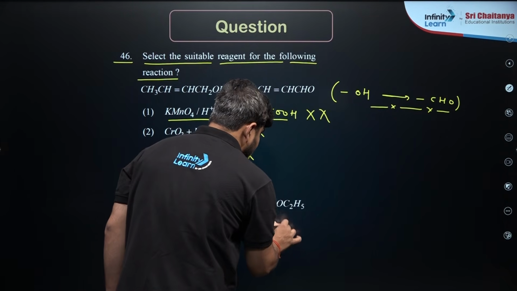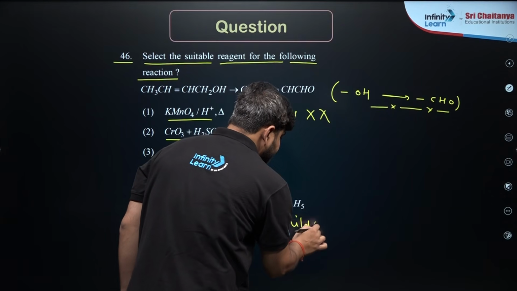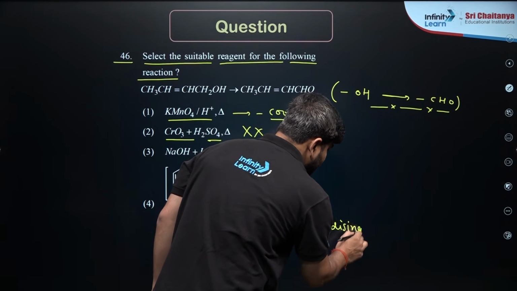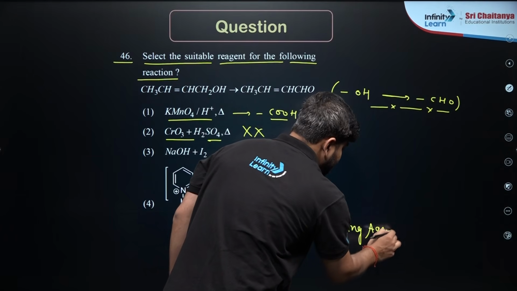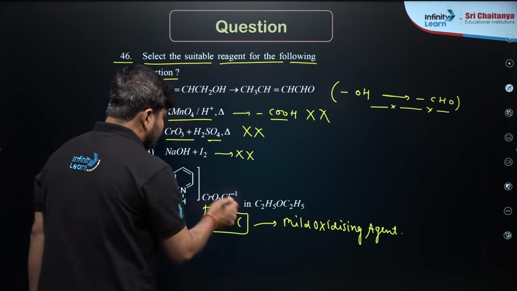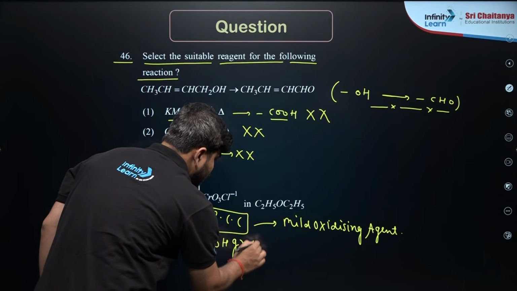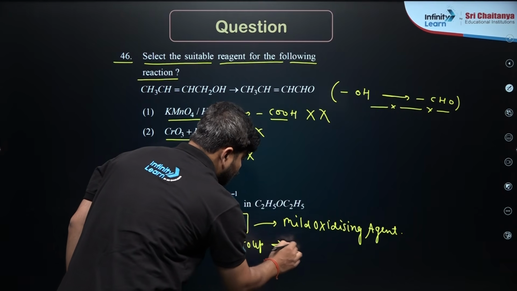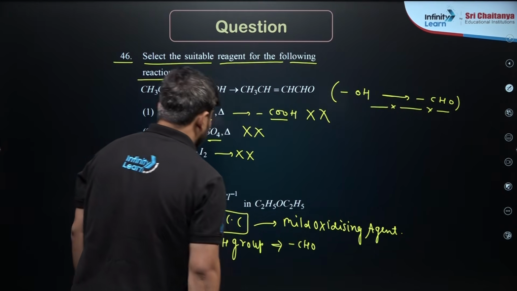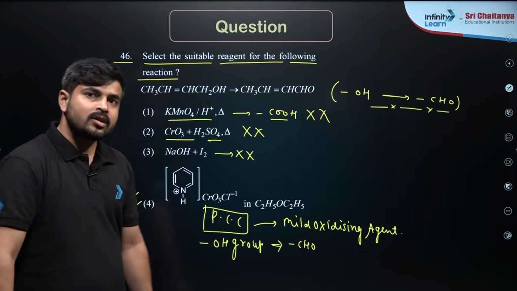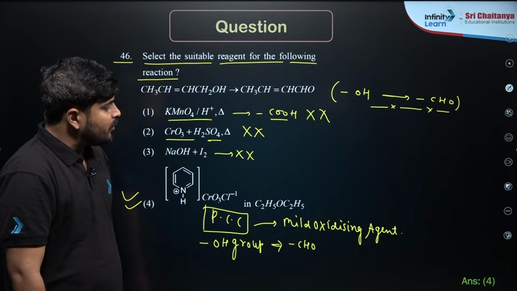Okay, what type of oxidizing agent is this? This is a mild oxidizing agent. Please remember this one. This is the mild oxidizing agent, and it is going to convert the OH group into the CHO group. Understood? So accordingly we are going to discuss. Option number 4 is the correct answer of this question. Okay, now I am coming to the next question.